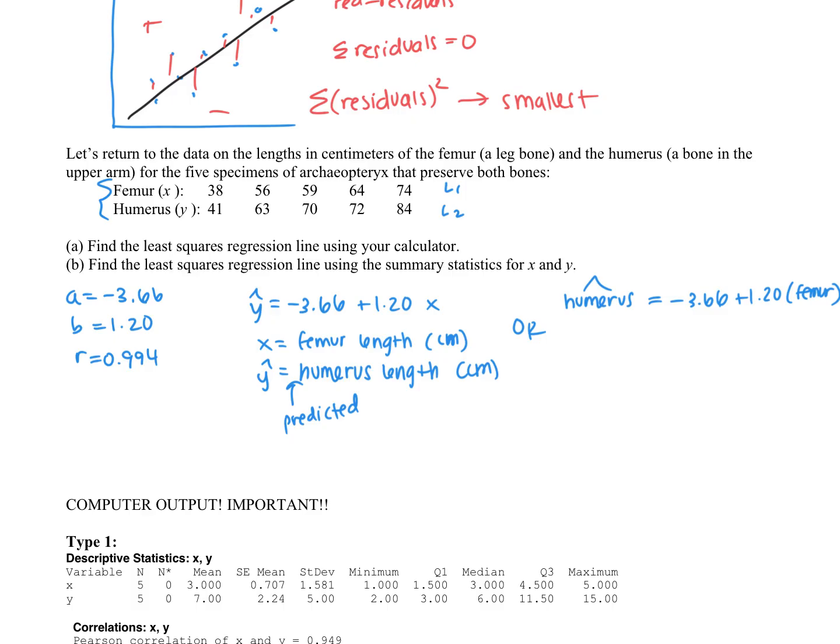Are you all okay that I'm just kind of cruising through this? Yes? Okay, that's the first way. That really shouldn't be anything new because you already knew how to calculate R. Fine? Okay.